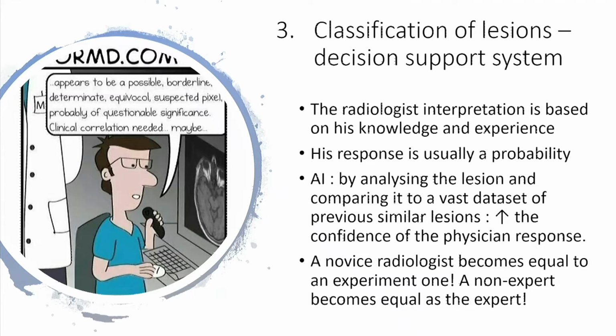Another thing is the classification of lesions. So when we, the radiologists, are interpreting the exam, our response is often a probability. It's neither black nor white. It's rather multiple shades of gray, only in the colorway, I mean. And I think AI could help us because our interpretation relies on our knowledge and experience. And in most cases, the radiologist is not an expert in the field, or it can be a young radiologist.